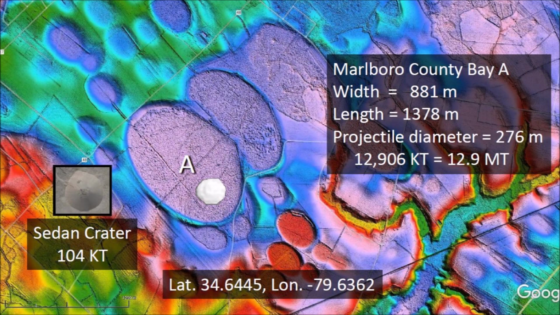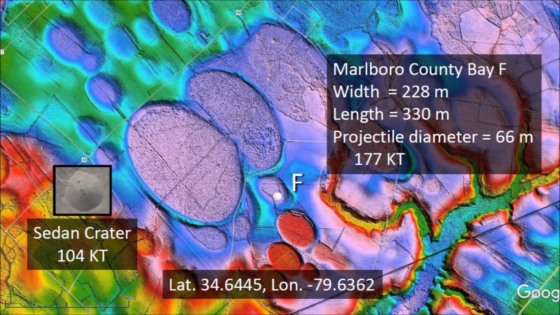If we place the Sedan crater next to Marlboro County Bay A, we can see that the Sedan crater is small by comparison. The nuclear crater is just a little bit bigger than the glacier-ice projectile that made Marlboro County Bay A. The Sedan crater, made by a nuclear explosion with a yield of 104 kilotons in the Nevada desert, is slightly bigger than the small bay labeled F. We calculated that Marlboro County Bay F was made by energy of 177 kilotons. This comparison shows that the energy calculated for the formation of the Carolina Bays is in the right range. If the calculation is off, it is perhaps by a factor of 2, but not by an order of magnitude.